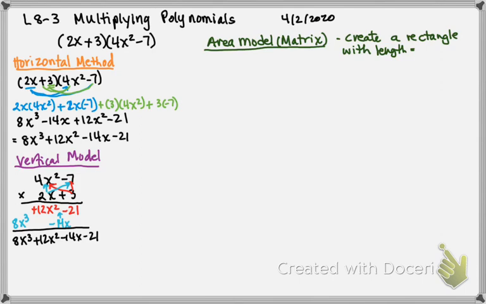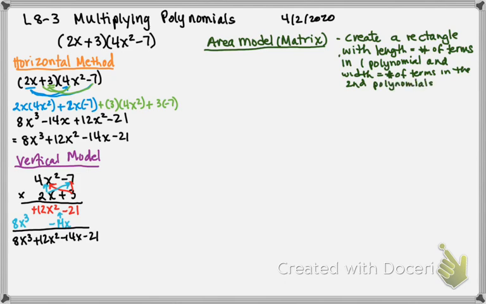Equal to the number of terms in one polynomial and the width equal to the number of terms in the second polynomial. Now you might be going, what? But once you see it in action, you'll understand what I'm talking about.